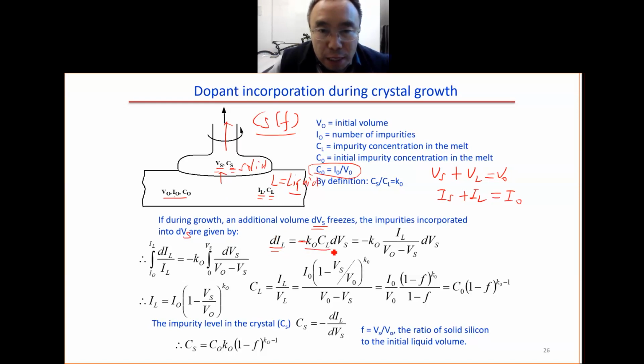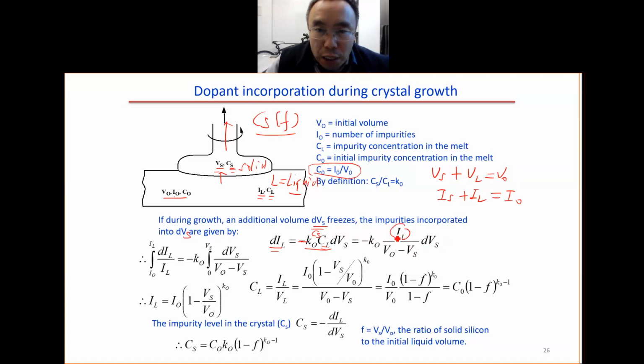Now this one, K naught CL, is the CS. So CS times dVs, with the minus sign. We know that CS is given by K0 CL, so we have this formula here. On the other hand, CL is given by I, the number, divided by the volume VL. So VL equals V naught minus Vs. So we have this one.